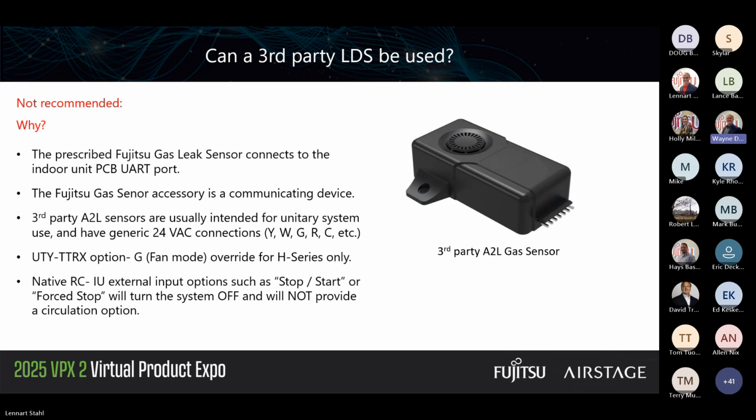And the bottom point is our native control. So those of you that are a little bit savvy on our additional external inputs and outputs, we could use an external input such as stop start or force stop that will turn the system off. However, when the system's off, it's just off, and we will not provide a circulation option. However, you may not need the circulation option, again, because go back to that first example that we had with the multi-zone system. It all depends upon the refrigerant charge compared to the dispersal volume. Next slide.